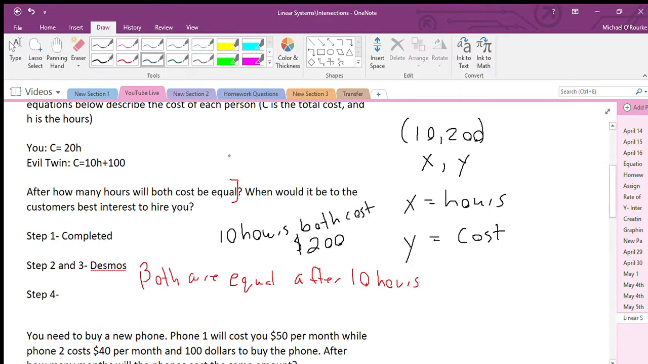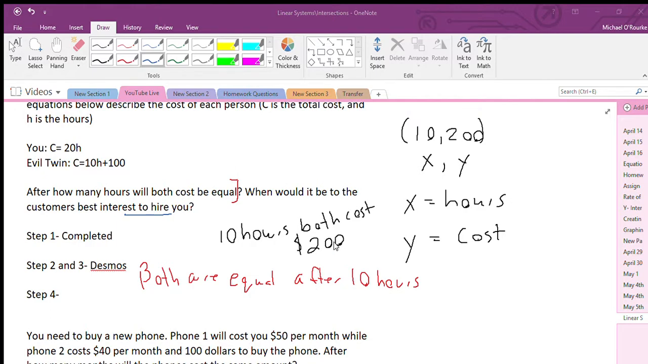Now the second question says, when would it be in the customer's best interest to hire you? So let's go back to the graph. You're the red, we remember. So essentially, when's it in their best interest? Well, you'd rather be cheaper, right? If I only needed a person for an hour, it costs me $20 for you. Your evil twin would cost $110. So essentially, the red line is under it. Up until 10 hours, I'd much rather have you as a tutor.